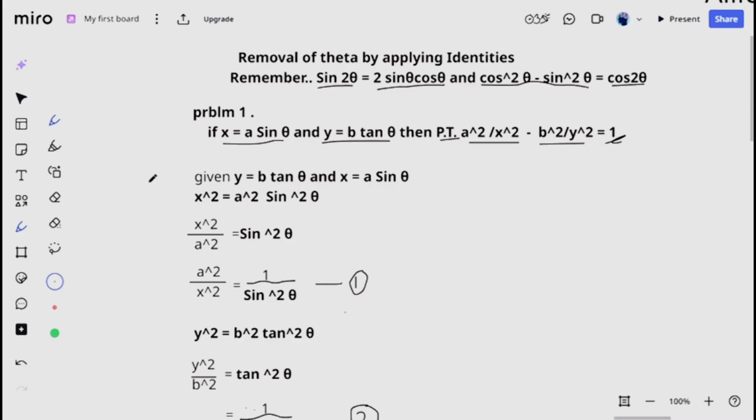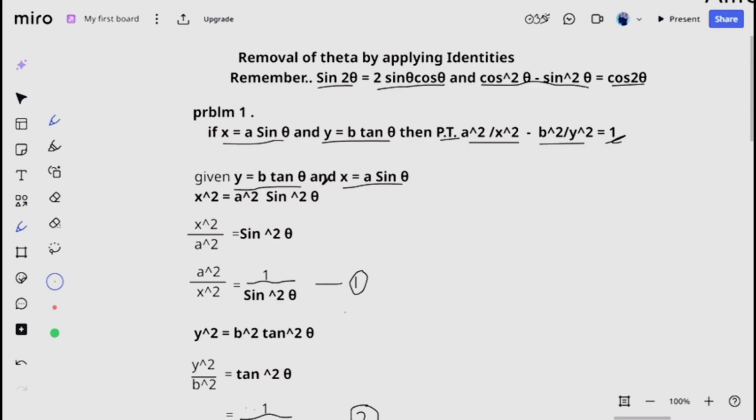So let's do the solution here. It's given that y is this value and x is this value. So if we square it on both sides, nothing actually happens, because we're squaring both sides, the value also remains the same. So when we square it on both sides, you get x square is equal to a square sine square theta. And then let's send the a square that side. Then we'll get x square upon a square is equal to sine square theta. That's what we'll get, right?